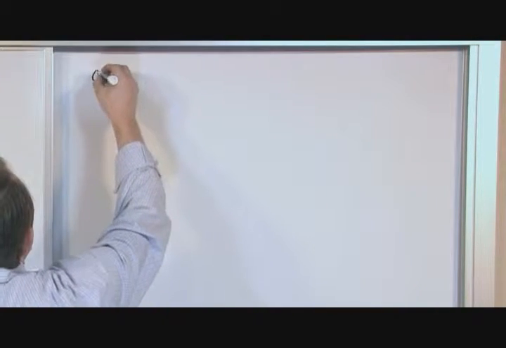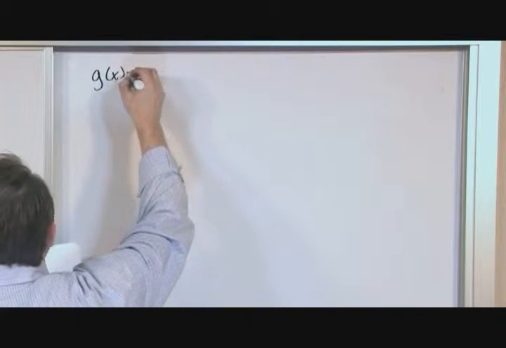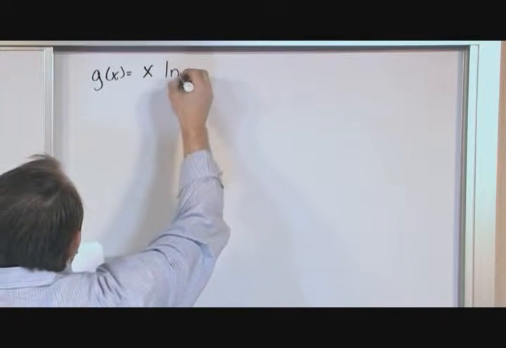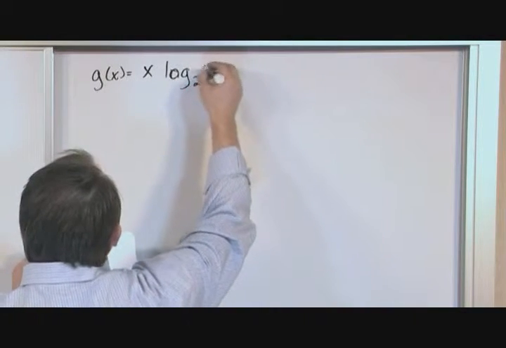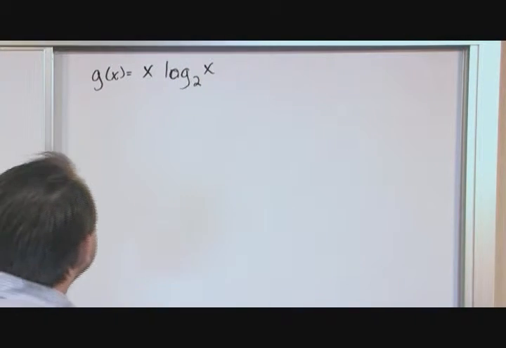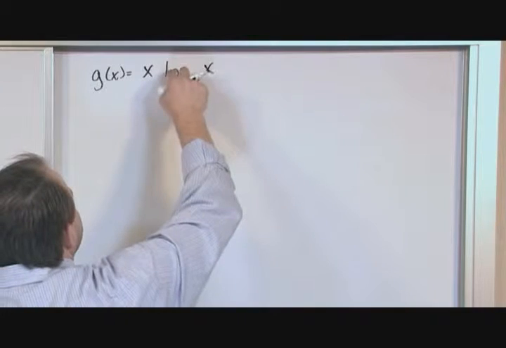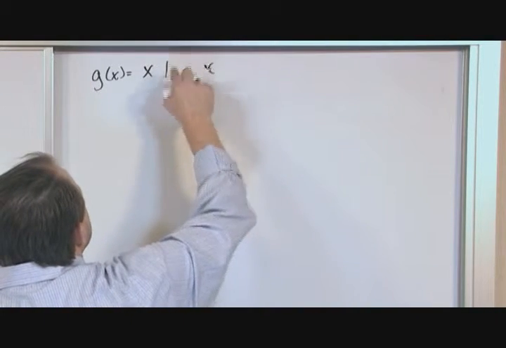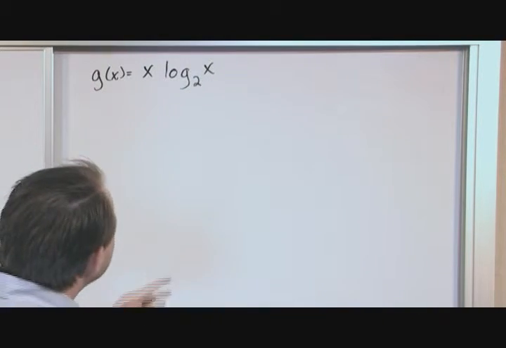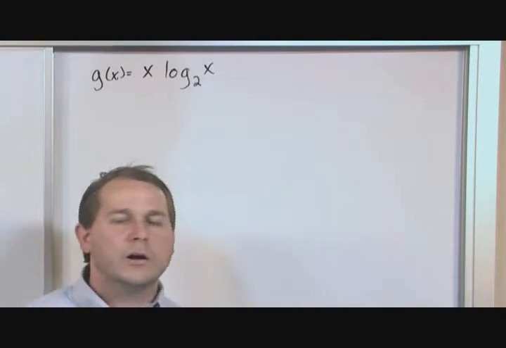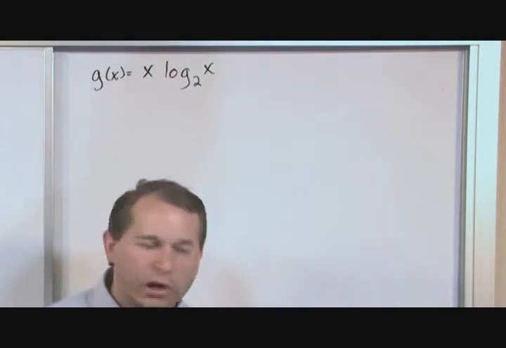All right. Now the next step, the next problem is going to change gears a little bit. G of x is equal to x times the log base 2 of x. So here we have two things going on. We have a function x here multiplied by another function, which is this logarithm, but this logarithm is not a natural log or a base 10 log even, it's a base 2 log.